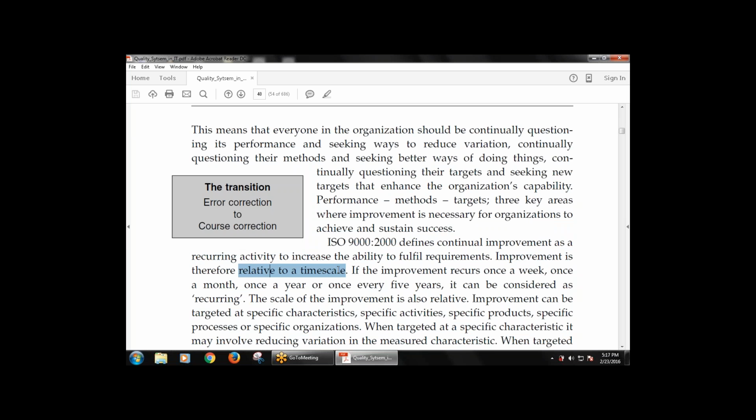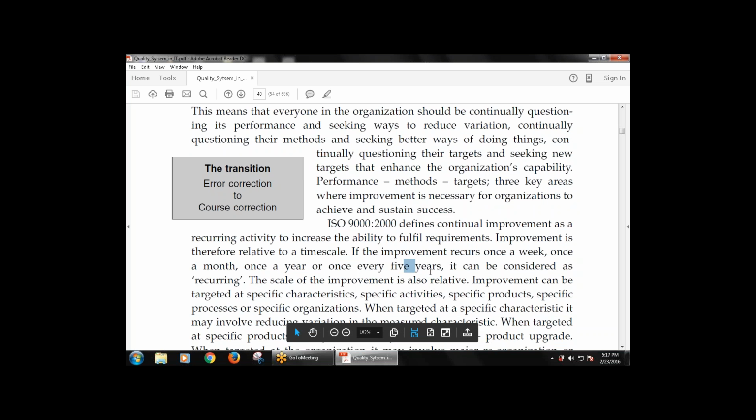Improvement is therefore relative to a time scale. That means if time lapses, there should be an improvement in the processes. If things are very old, then the requirements change, and related to the time scale, that increases the ability to fulfill the requirement. If the improvement recurs once a week, once a month, once a year, or once every 5 years, it can be considered as recurring.